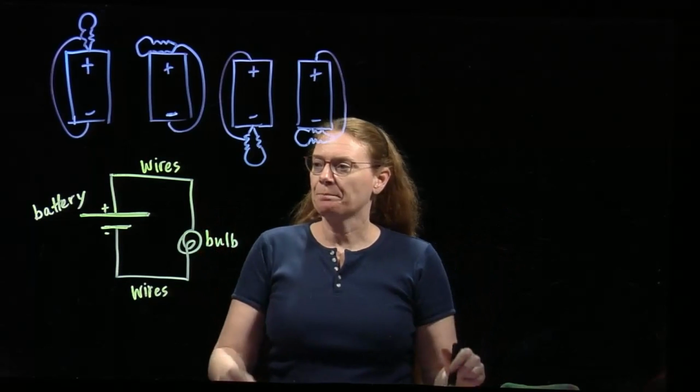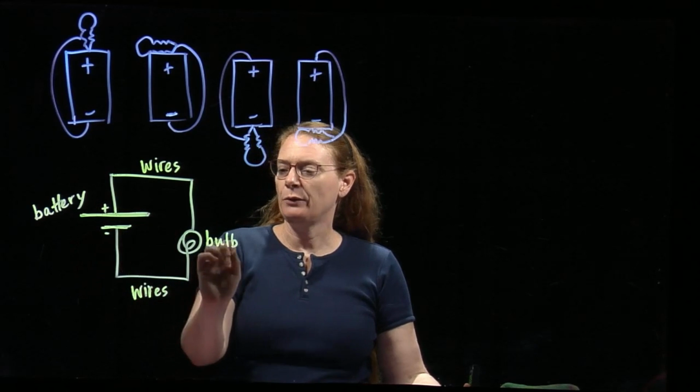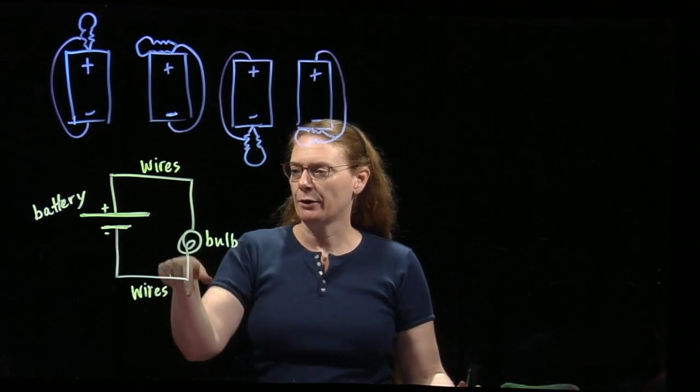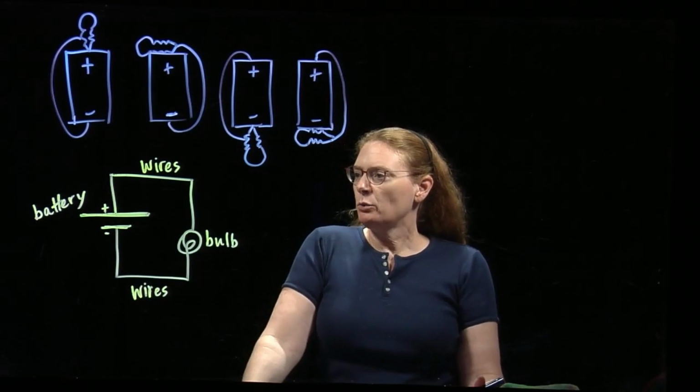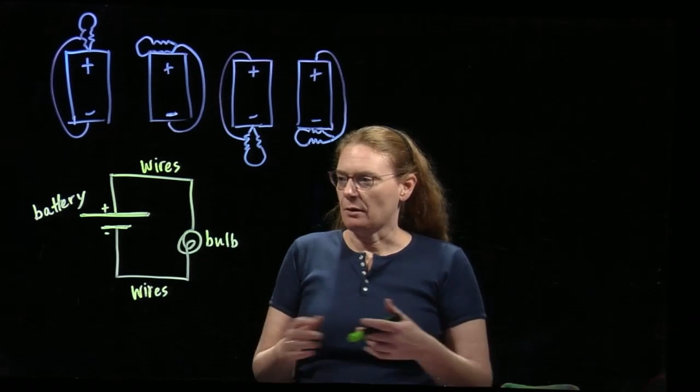Could be any one of these. So battery, long and short, positive and negative. We've got the bulb with the circle with the little filament, and then we've got some basic wires. What else do we have? What other electrical devices are we going to be talking about?